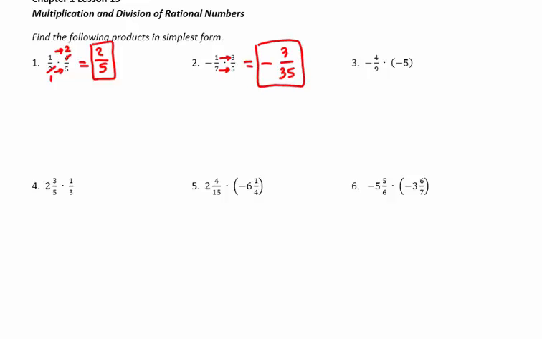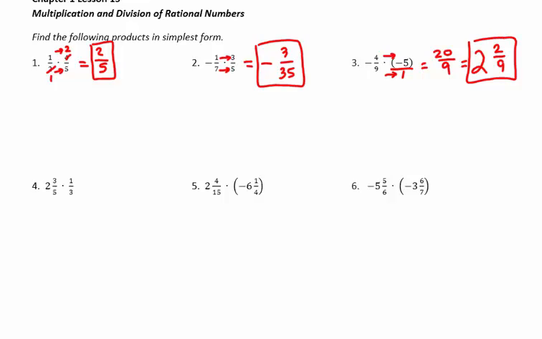Number 3, I'm going to put this negative 5 over 1. I can't reduce. The signs are the same. They're both negative, so that means my answer is positive. I multiply across. So 4 times 5 is 20. 9 times 1 is 9. And now I need to change it into a mixed number. So 9 goes into 20 2 times. 9 times 2 is 18, so that means I have 2 left over in the numerator. And the denominator stays the same, so that's 2 and 2/9.